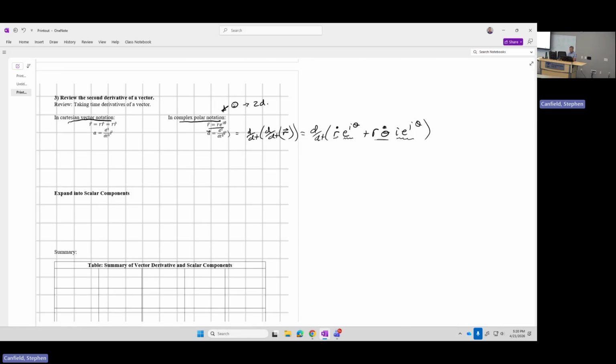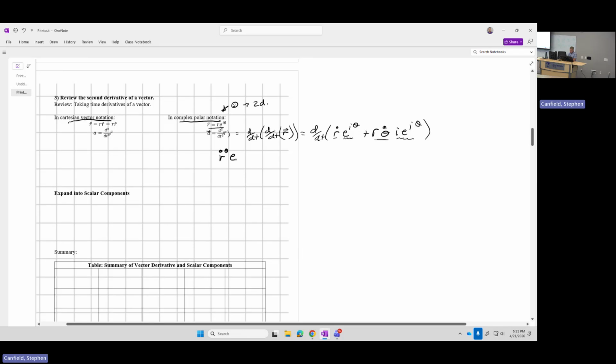Now we've got to take the first derivative of this term. So we're going to start watching. Again, we apply the product rule over and over. Let's start first on the left. I've got the derivative of the first, so it's going to give me r double dot times the second, plus the first times the derivative of the second. So that's theta dot i e to the i theta. Okay, so those are the two terms I get here.